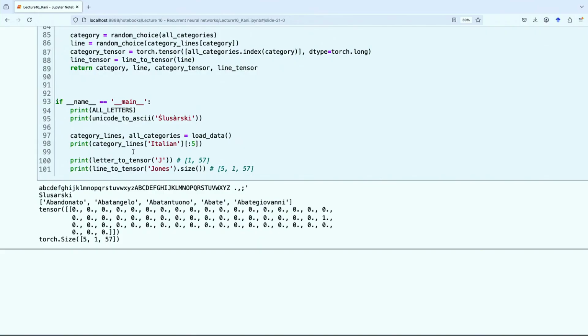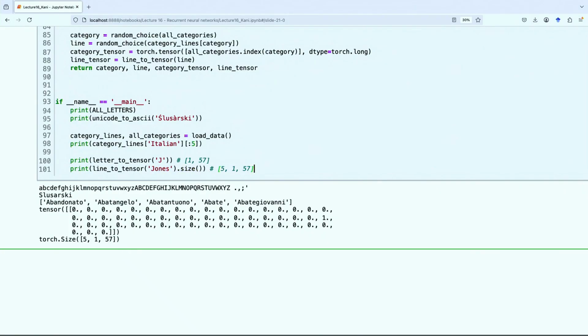So for each letter, for instance, for the letter J, we create a one-hot vector where it's all zeros except for the one which corresponds to the position of J. Okay, and if we want to convert Jones to a vector, we simply have 5 one-hot vectors of size 57. Does that all make sense?